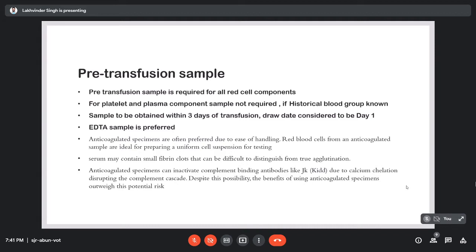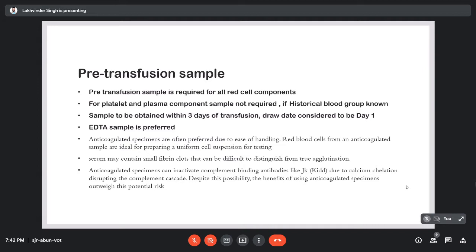Why EDTA sample? Because of ease of handling, because sometimes we have to do blood grouping and antigen profiling, so red cell morphology is maintained as compared to the serum sample. Red blood cells from anticoagulated samples are ideal for preparing a uniform cell suspension for testing. Second, the serum: if we take a coagulated sample, it may contain small fibrin clots that can be difficult to distinguish from true agglutination. However, there is one drawback of the anticoagulated sample, because it inactivates the complement.